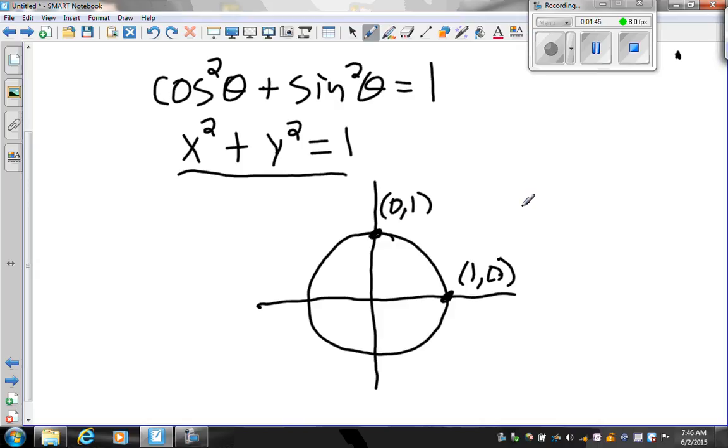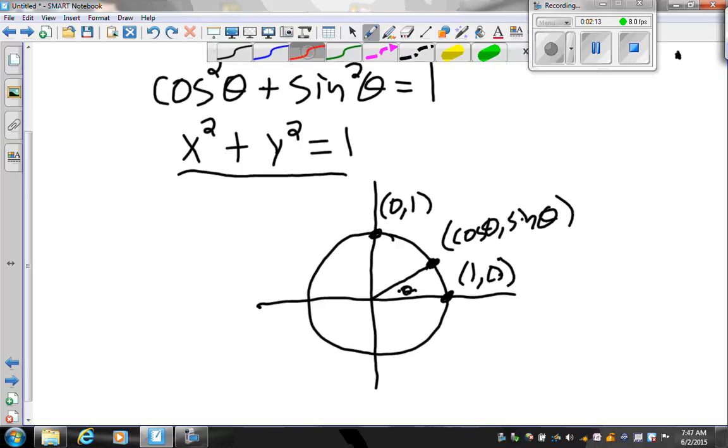Remember that any point on this unit circle can be given by an angle theta, and in that case, the coordinates of the point are given by the cosine of theta, sine of theta. As theta gets larger, this point travels around the circle in a counterclockwise direction, so this gives us our orientation. So the orientation for this graph, and I'll put it in a different color, should be counterclockwise.